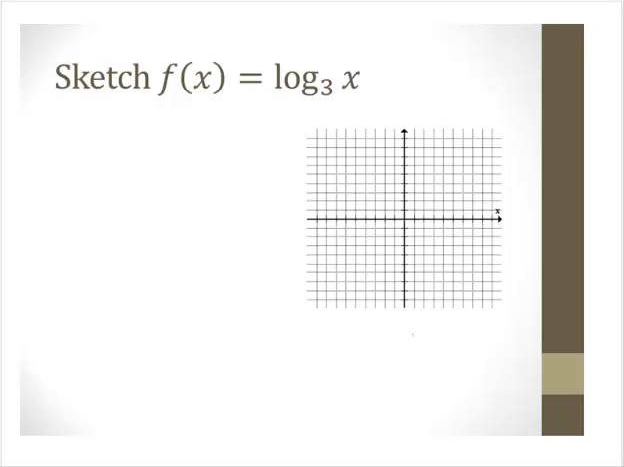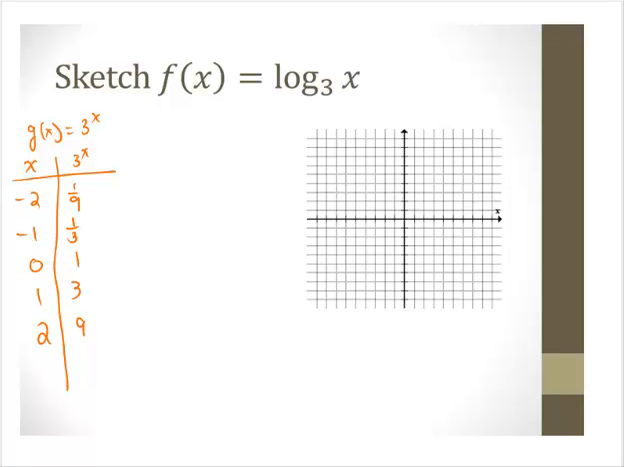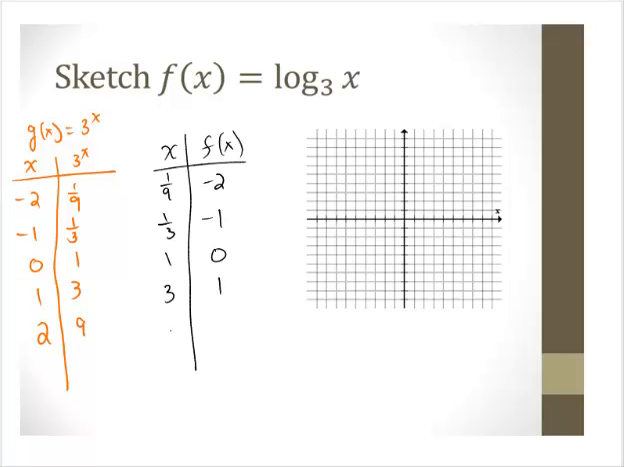Sketch f of x equals the log base 3 of x. So what I'm going to do here is start with the inverse function, the exponential function 3 to the x. Let's call it g of x, with x and 3 to the x. So let's just do a few points here. How about -2, -1, 0, 1, and 2? Then I would have 1/9, 1/3, 1, 3, and 9. Now, for my function, x and f of x, all I have to do is invert the variables: 1/9, -2; 1/3, -1; 1, 0; 3, 1; 9, 2.